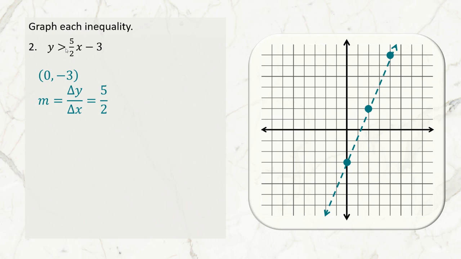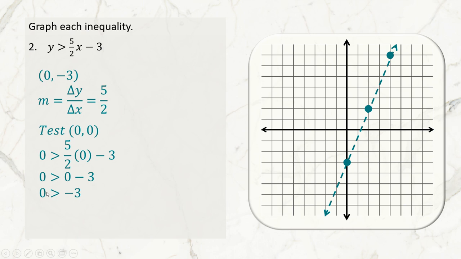Okay, now looking at this, we need to test a point. Again, another easy point that we can test that's not on this line is 0, 0. So let's test it again, right? That was pretty easy last time we did it, so why not do it again? So we're going to end up with 0 is greater than 5 halves times 0 minus 3. And of course, 5 halves times 0 is 0. 0 minus 3. We're just working on this right side here because this is the side we have to simplify. We can't really do anything else with the left. We get negative 3. So 0 is greater than negative 3.